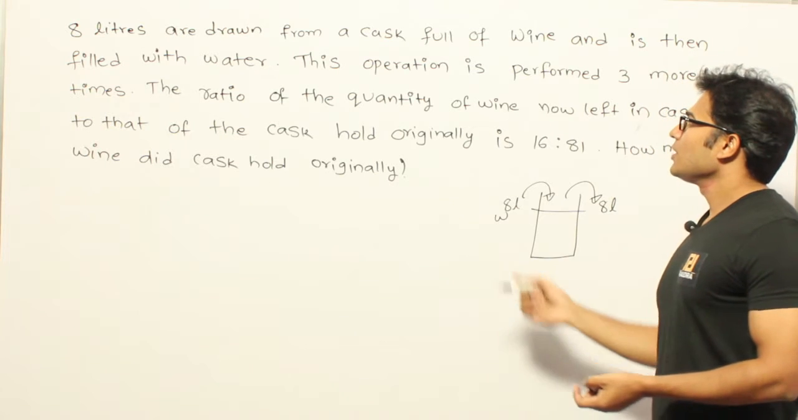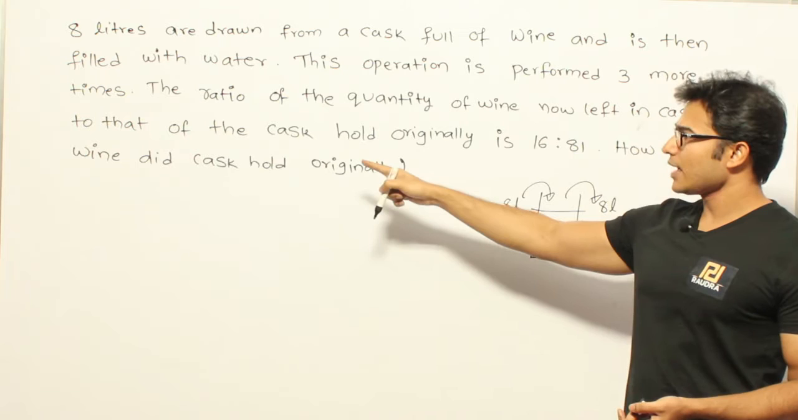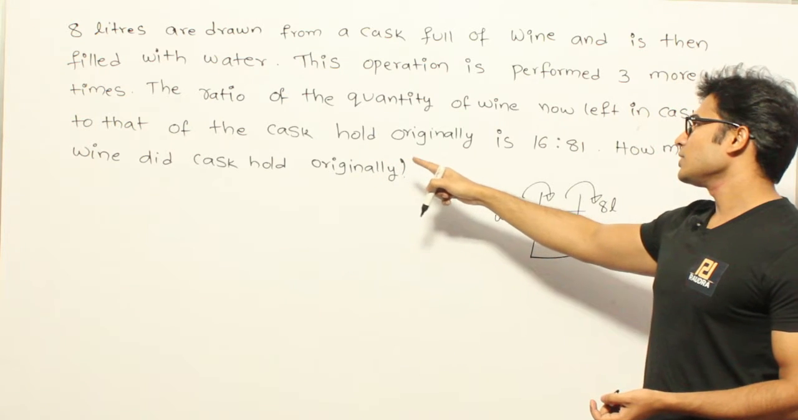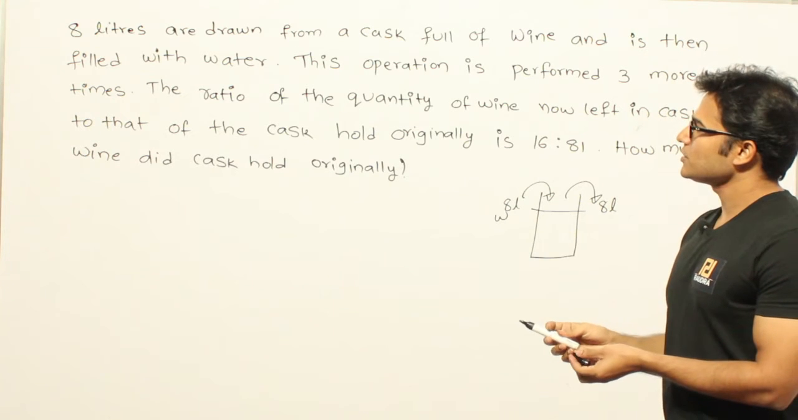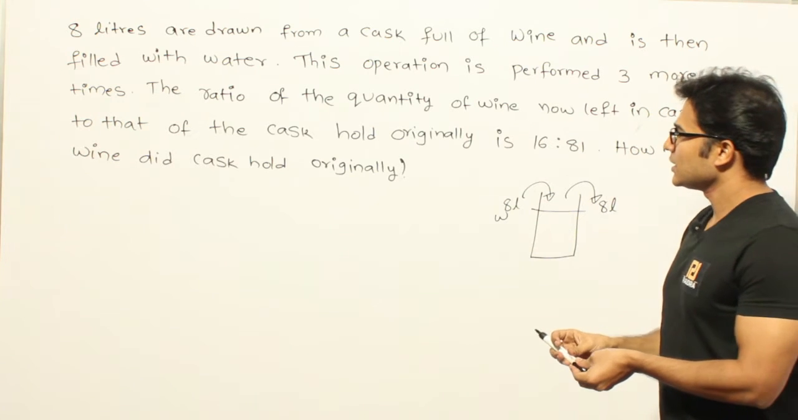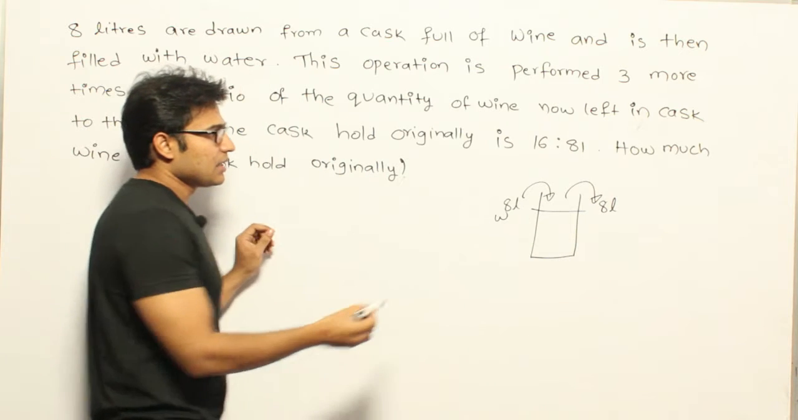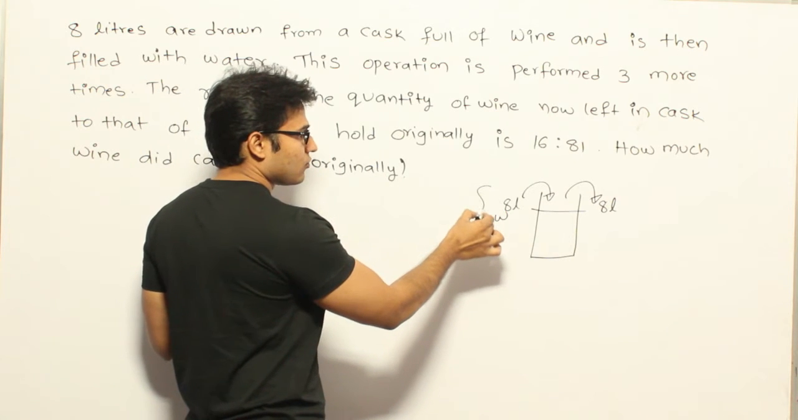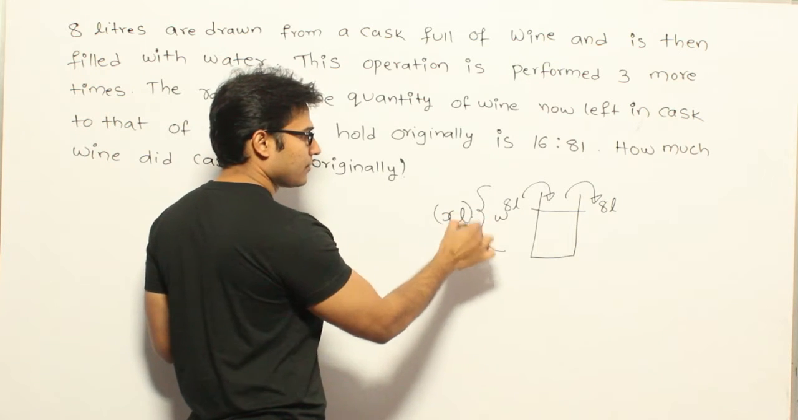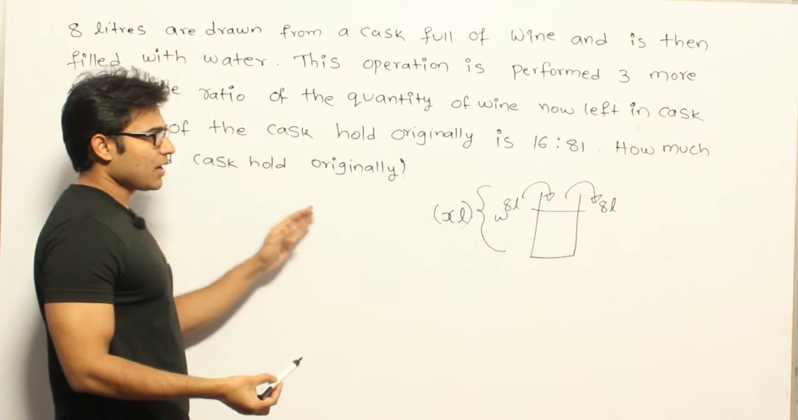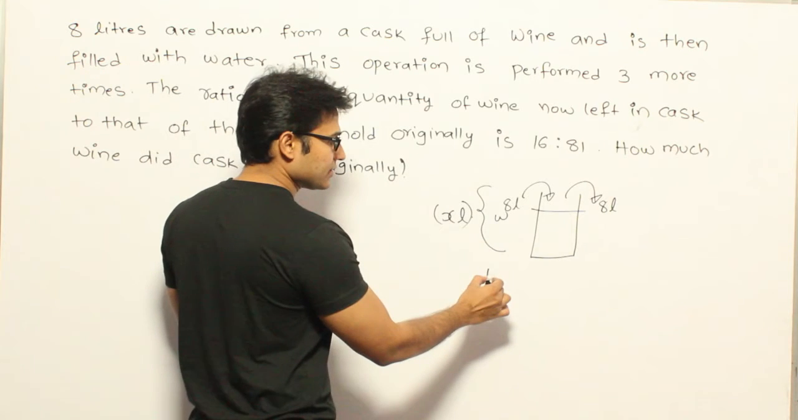Now the ratio of the quantity of wine now left in the cask to that of the cask hold originally is 16:81. Then how much wine did the cask originally hold? So if you assume that the total amount of wine present initially is x liters, and the total amount of wine remaining later by the end is, let us say, k liters.